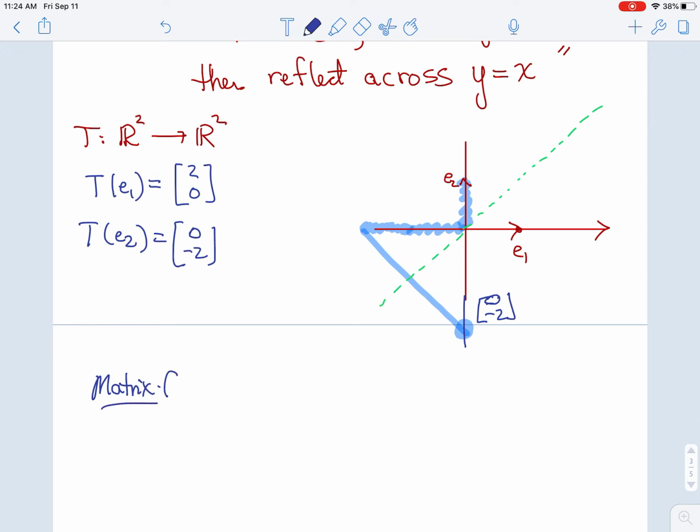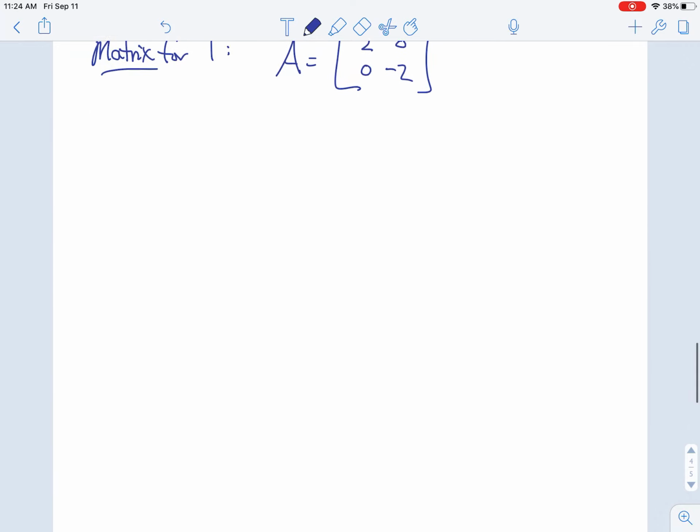And so the matrix for this transformation T is going to be A. What do we do? We just put the two vectors in, the first vector and the second vector. Okay. All right. And so we'll do one more. I think we're approaching the 15-minute mark. So I'll just do one more example.